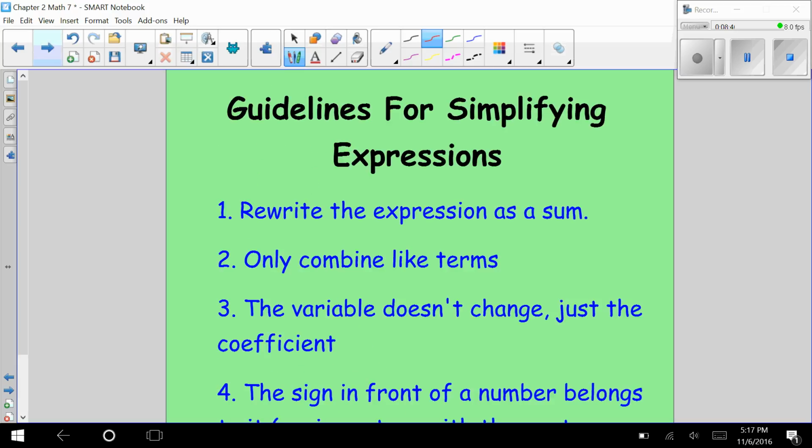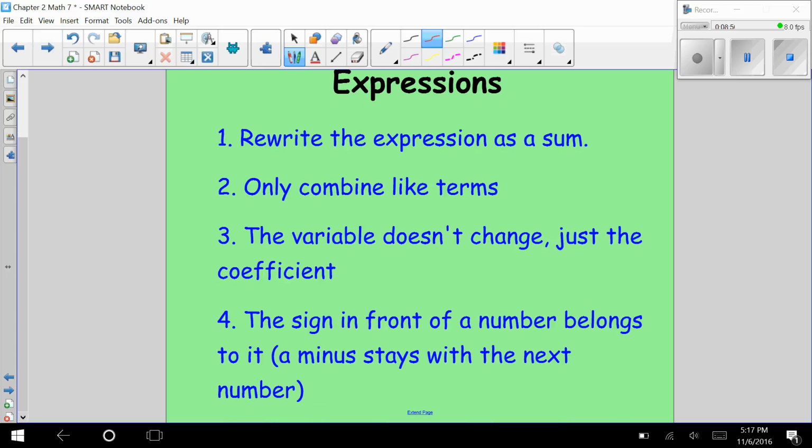Your assignment, guidelines for simplifying expressions. First guideline, rewrite it as a sum. Second thing, only combine like terms. Do not combine things that are not like terms. The third thing to remember, the variable doesn't change, just the coefficient. So 3x minus x doesn't just become 3. That's a common mistake people make.